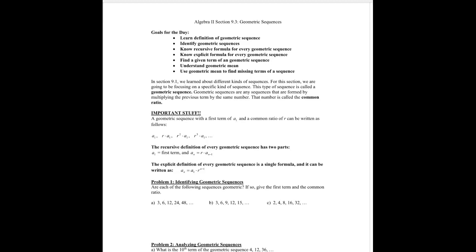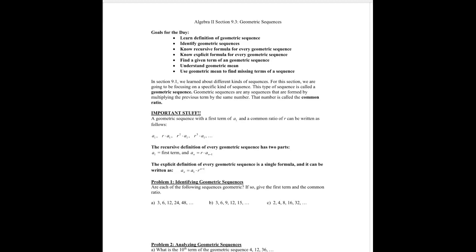We're going to understand the geometric mean, and we're going to use the geometric mean to find the missing terms of a sequence. In 9.1, we learned about a different kind of sequences. For this section, we are going to be focusing on a specific kind of sequence. This type of sequence is going to be called a geometric sequence. Geometric sequences are any sequence that are formed by multiplying the previous term by the same number. That number becomes what's called the common ratio.